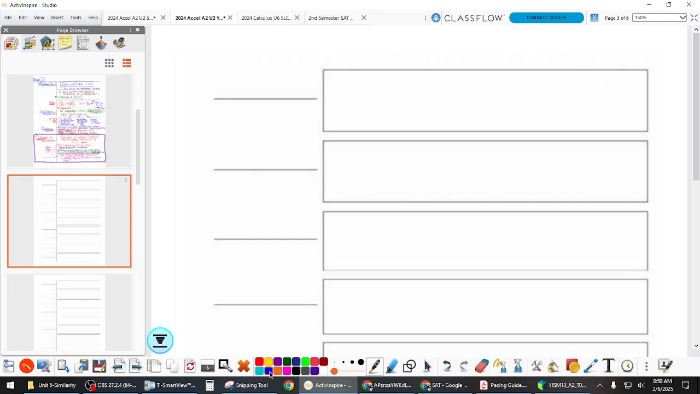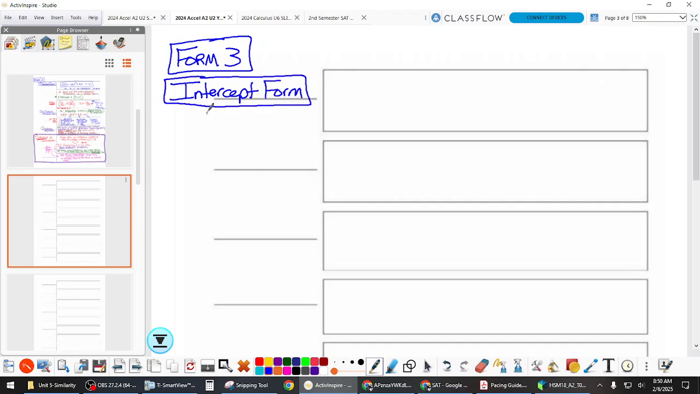This is the last form that we'll write. A lot of times you'll hear it called intercept form, but it's also called factored form. Why did I put those quotes right there? They should have gone right there.